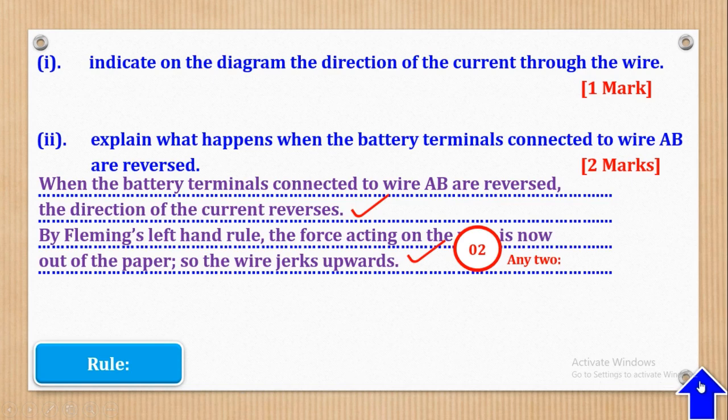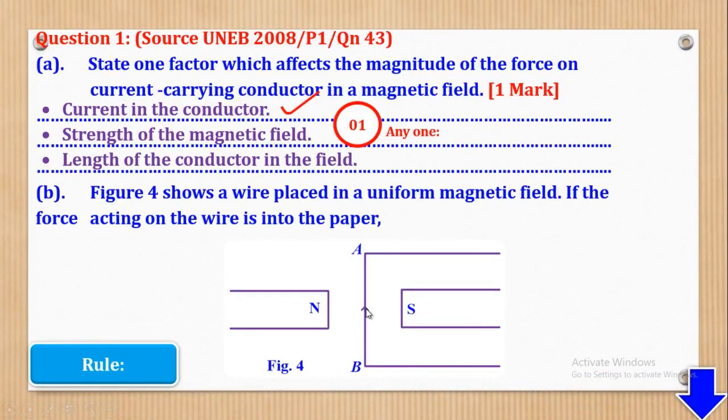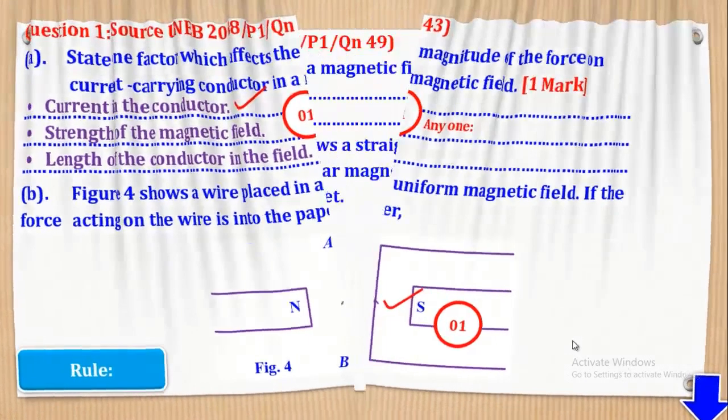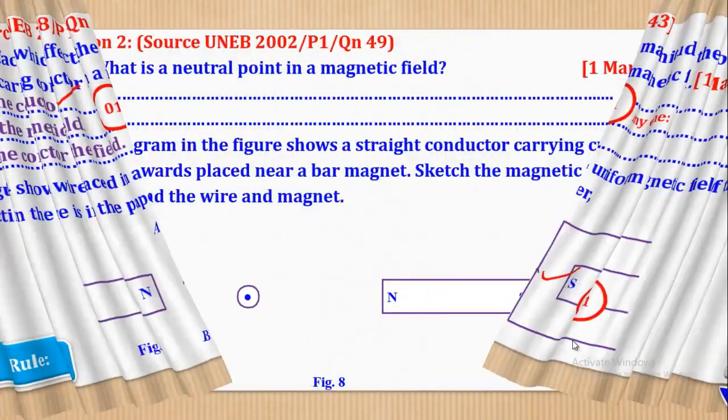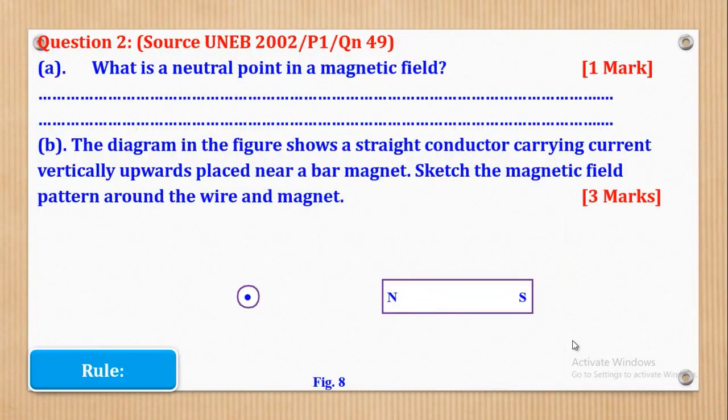Now for Roman 1, when you go back to Roman 1, for this arrow you realize that you shall give yourself half a mark, full mark for the arrow, and that's how you can get the 1 mark which was shown. So now we shall go to question 2.